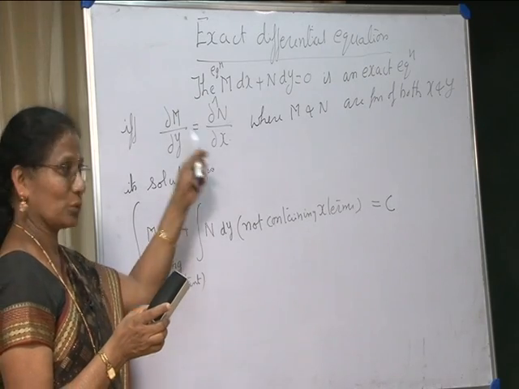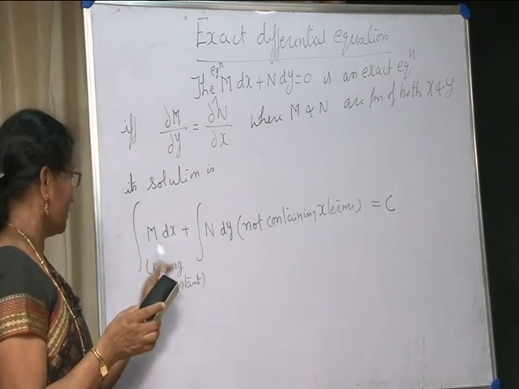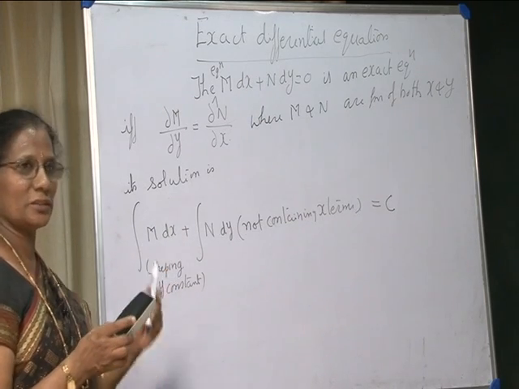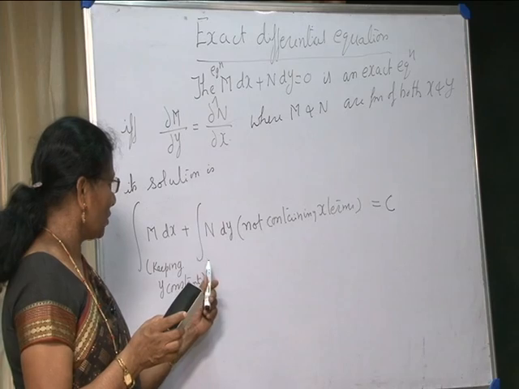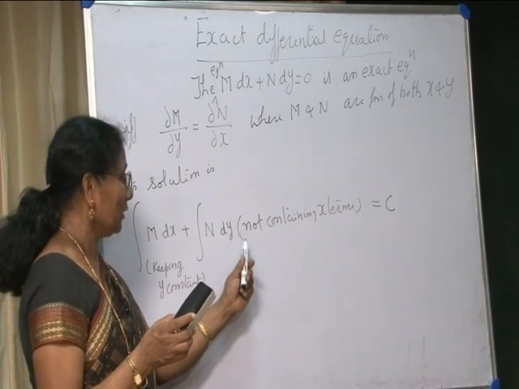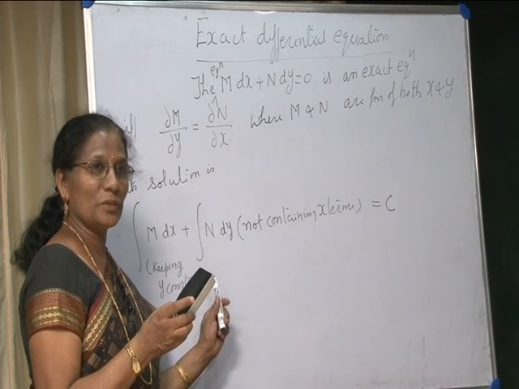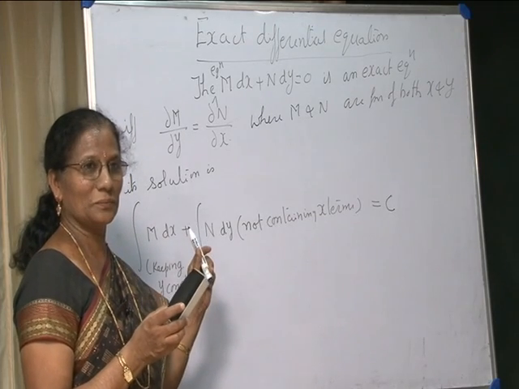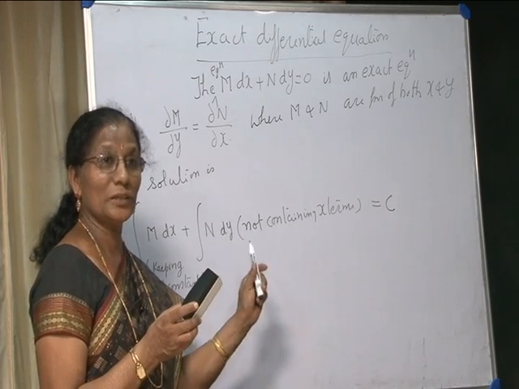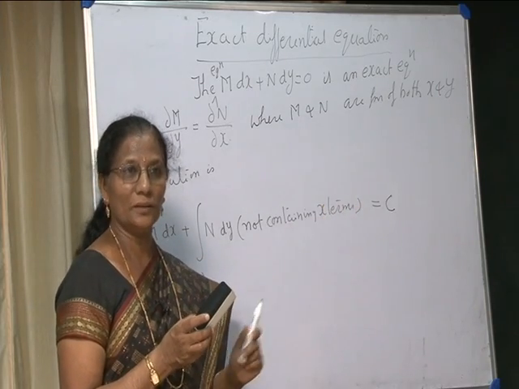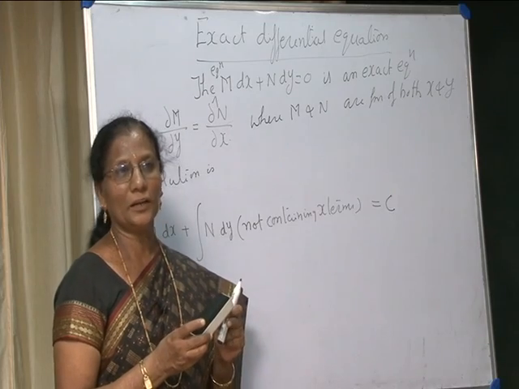If it is exact, its solution is integration of M with respect to x keeping y constant, plus integration of N with respect to y but not containing x terms. We have to take only the y terms and constants, but not the terms containing x, and that is equal to a constant, where that constant is called the integral constant.